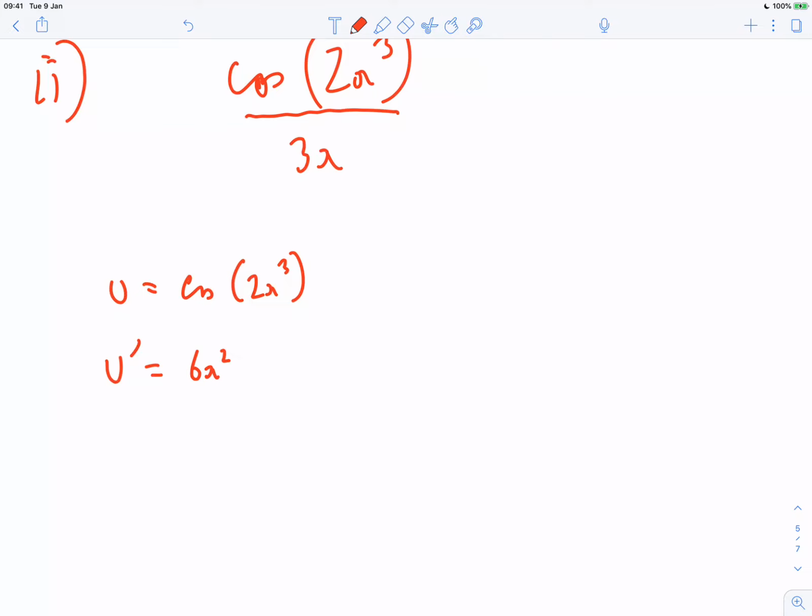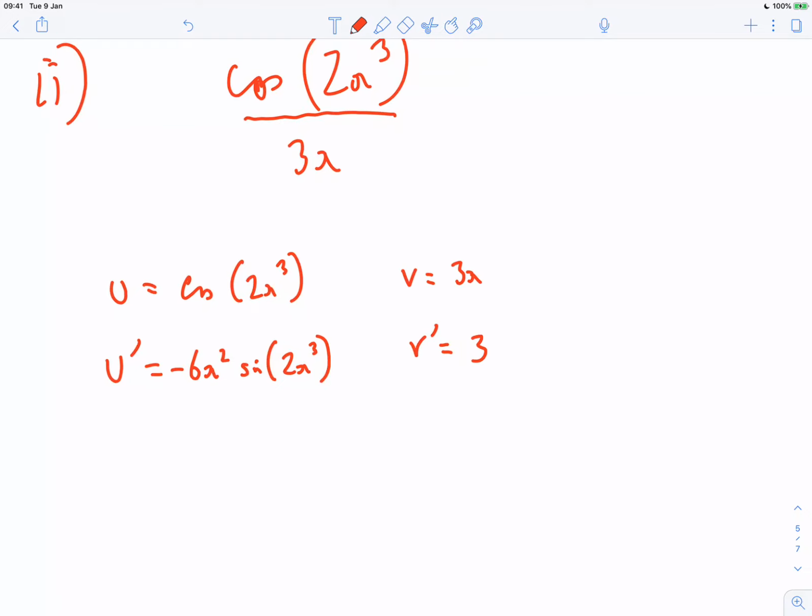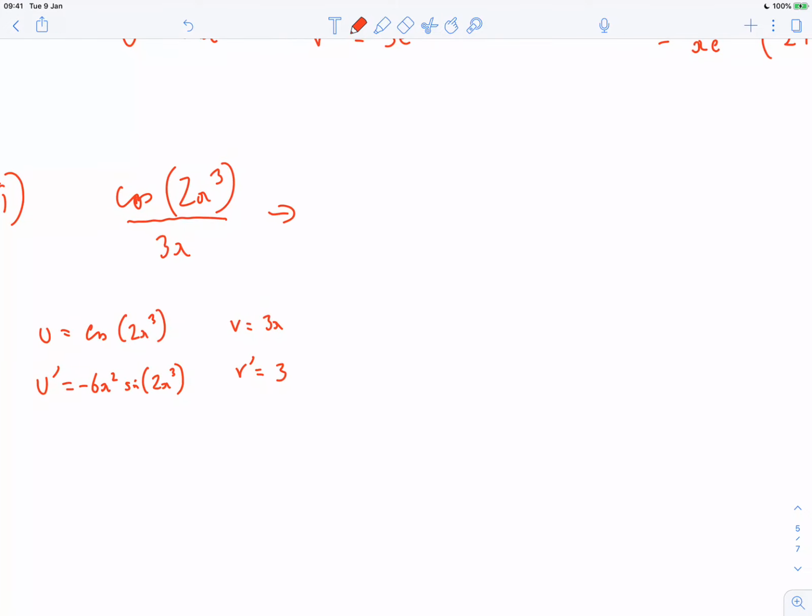And then I times it by whatever cosine differentiates to, and that's minus sine of the argument left alone, which is 2x cubed. So u dashed is going to be 6x squared times sine of 2x cubed. v is going to be 3x, v dashed is going to be 3, and now I just apply the rules. It's going to be vu dashed, which is 3x times minus 6x squared, so it's going to be minus 18x cubed sine of 2x cubed, and then minus uv dashed.